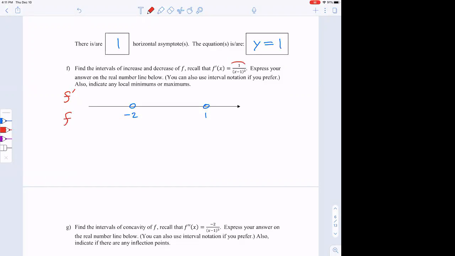Now, if I look at my derivative, it is always positive. I'm squaring in the denominator, and the whole thing is just going to come out as a positive number. So f itself is always increasing. So in this case, we don't have any maxes or mins. There's no local maxes or mins. Those just don't occur here.